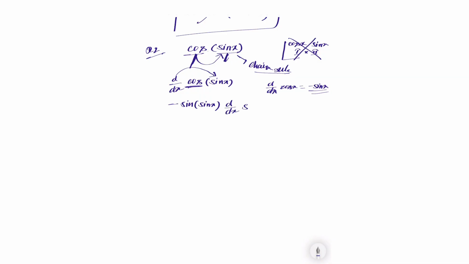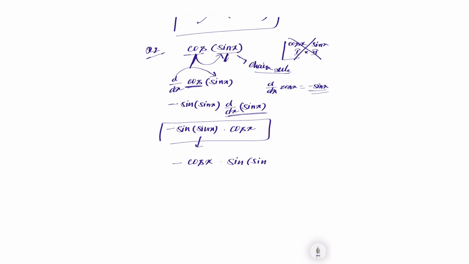So d/dx of sin x, minus sin x, d/dx of sin x will become cos x. Exactly. This is the final answer. If you want to write it another way, you can write minus cos x into sin of sin x. Both are the same. Cos x is multiplied here also and multiplied here also. Both are the same steps. So the first and second questions, both we have solved using the chain rule.